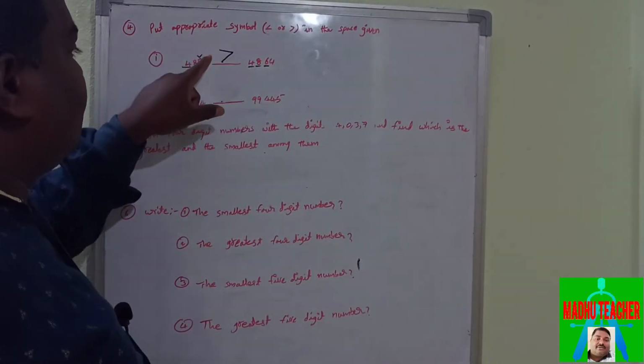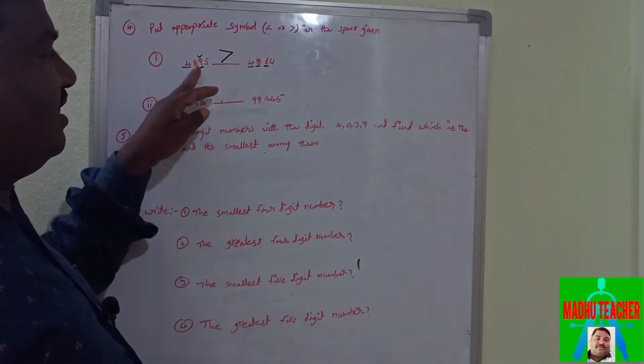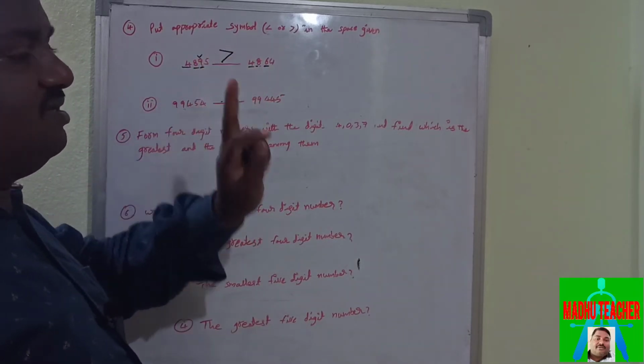So this open side number should be greater. This open side number is greater. This number is smaller.